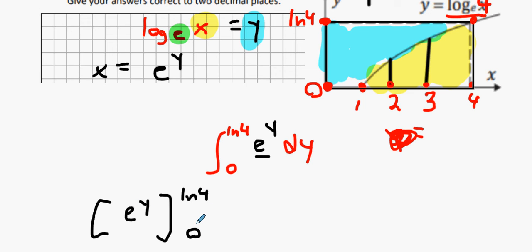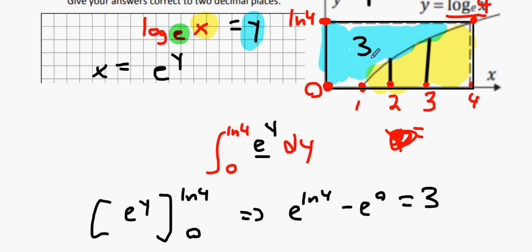Now, we're just going to do e to the ln 4 minus e to the 0, yeah? And the answer is 3. This is an area of 3. The blue area is area 3.